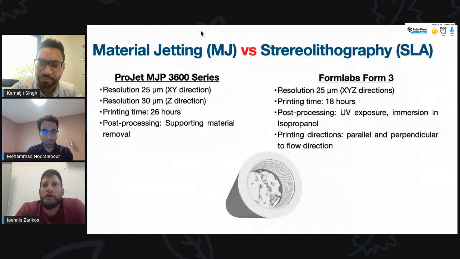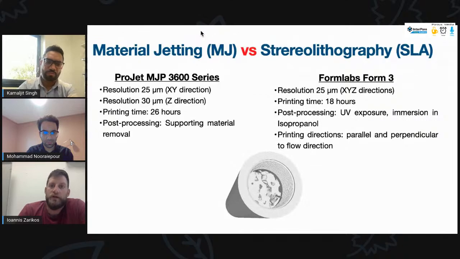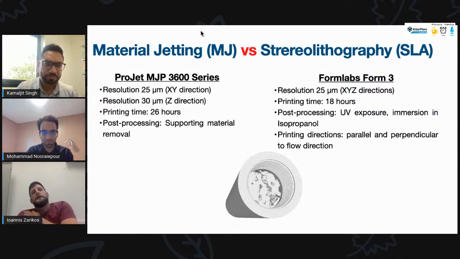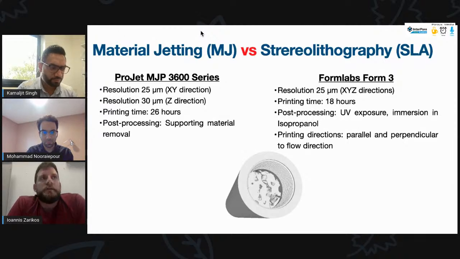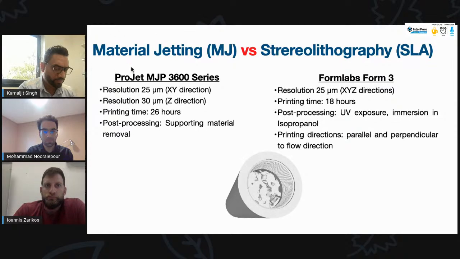the micromodel. And because we don't use a supporting material in this case, we printed the micromodel both parallel and perpendicular to the flow direction in order to see if there are changes in the hydraulic properties of the medium.